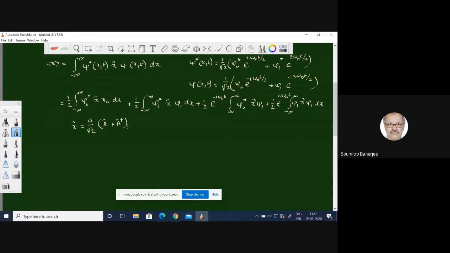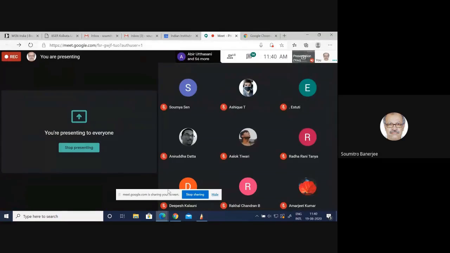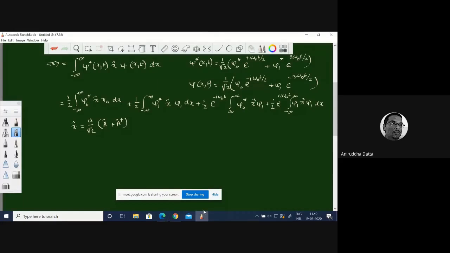Can somebody unmute and talk? So I think we didn't use the raising and lowering operators for the simple harmonic oscillator. Oh, then how did you obtain the solution? So we learned about the raising and lowering operators, but this expression that you have written, x hat equal to a by root 2, that we had not seen earlier.